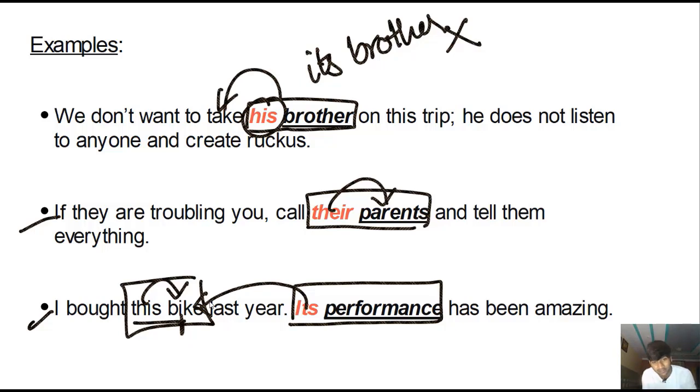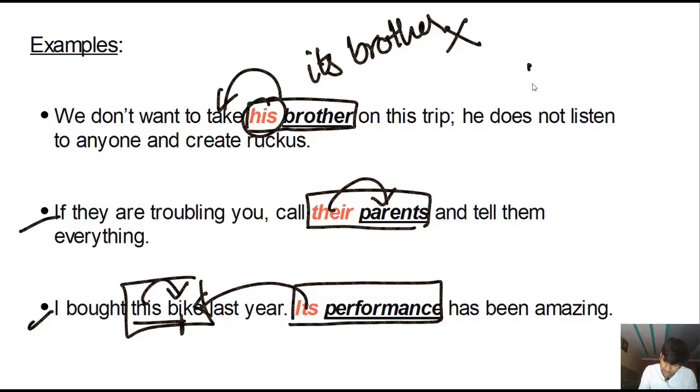We can't use any other possessive adjective here. We have to use its, since a bike is not a human being, it's not a person. All right, I bought this car a couple of months back. Its mileage has been amazing. Or you can say the performance of the bike has been amazing, the performance or the mileage of the car has been amazing. You can also do that.